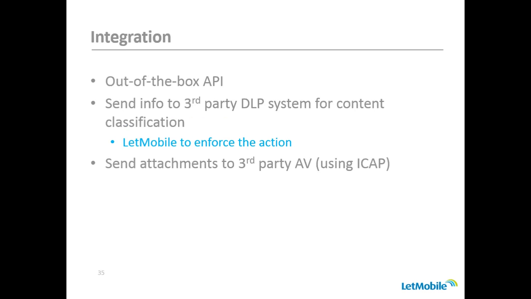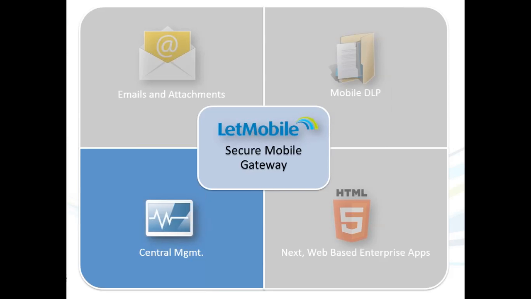And the last layer is what we call the integration. So you have with us an out-of-the-box API, so you can connect to any third-party DLP system that will help you classify the content, and we will let mobile enforce the action. Or you can send all the attachments the users are sending from their mobile device to your own antivirus and scan them for viruses. So these are the 4 layers, very granular layers of security.